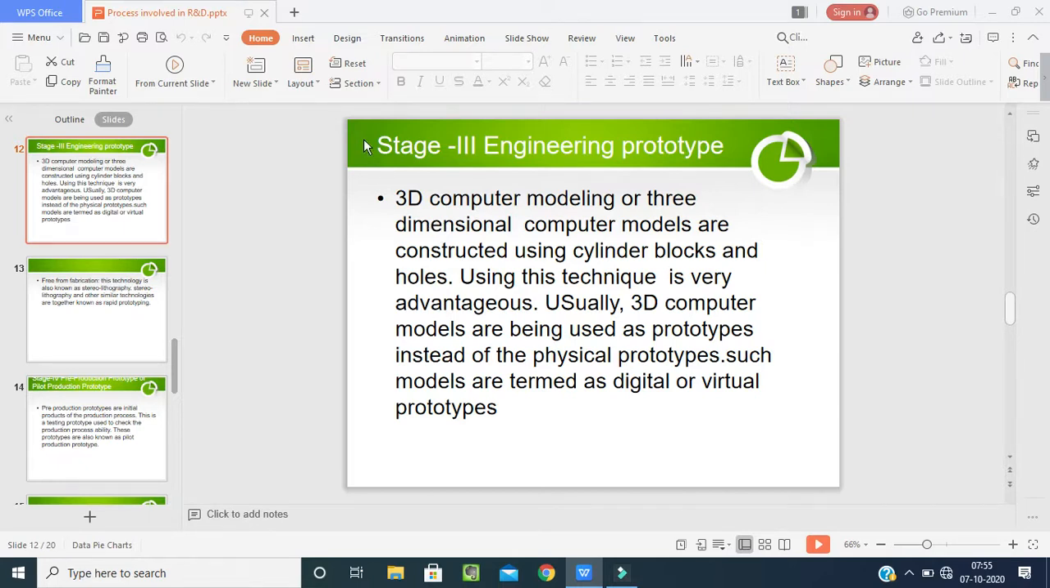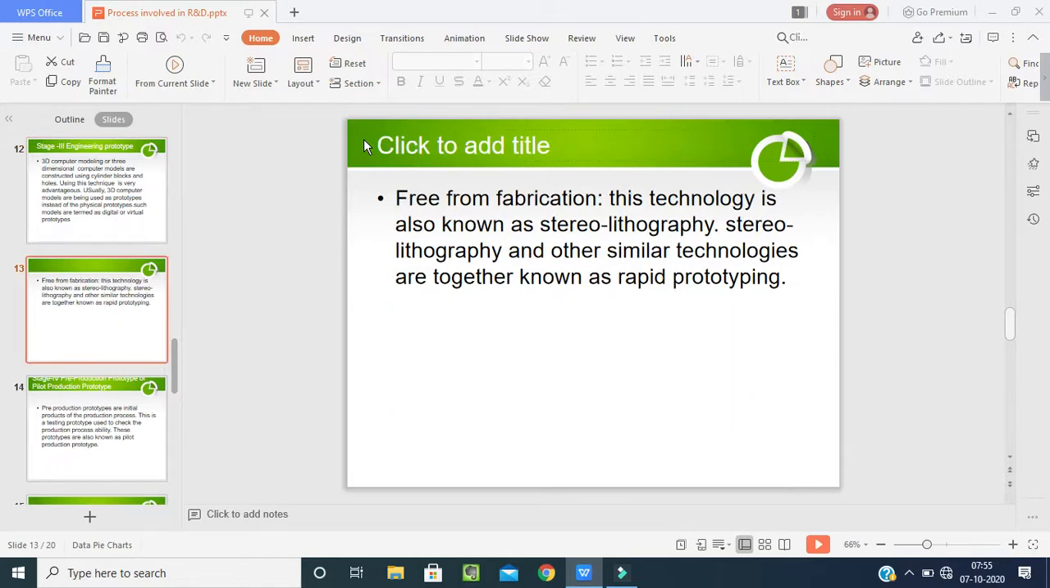Now coming to prefabrication, this technology is also known as stereolithography. Stereolithography and other similar technologies are together known as rapid prototyping. It will be free from fabrication. What does it mean? Stereolithography is the kind of technology which is used in the system for freeing from all the fabrications.